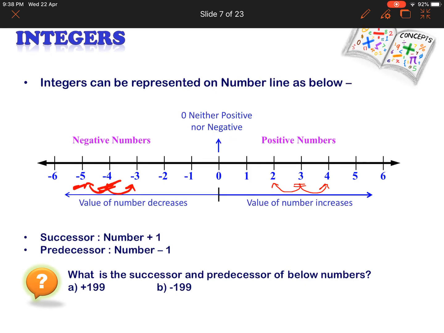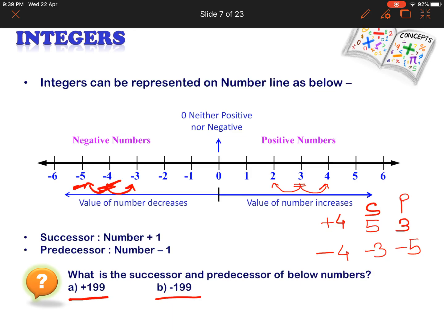Note down, for plus 4, successor is 5, predecessor is 3. For minus 4, successor is minus 3, predecessor is minus 5. Now, can you find out successor and predecessor of plus 199 and minus 199? Write down answers in your notebook and check answers at the end of this video.